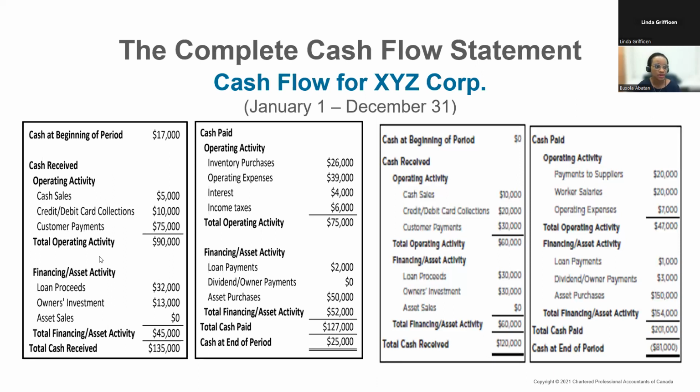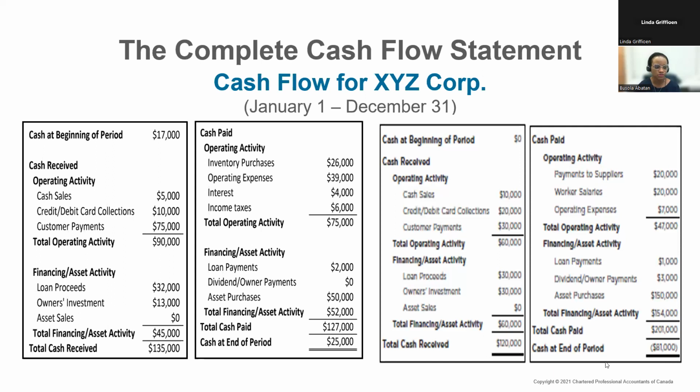However, they paid so much to their suppliers, to their workers, and operating expenses, $47,000. And then they also had loan payments, and they went ahead and bought a major asset, $150,000. And so they paid out $201,000. And by the time you take out what they paid out from what they made, you're in a negative position of $81,000. Obviously, every business wants to be here because you have cash here to keep the business afloat. You don't want to be here.